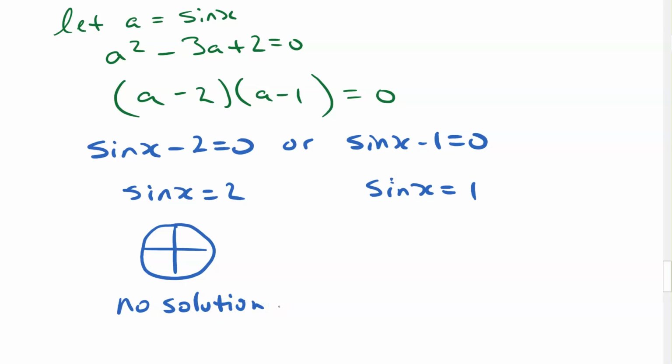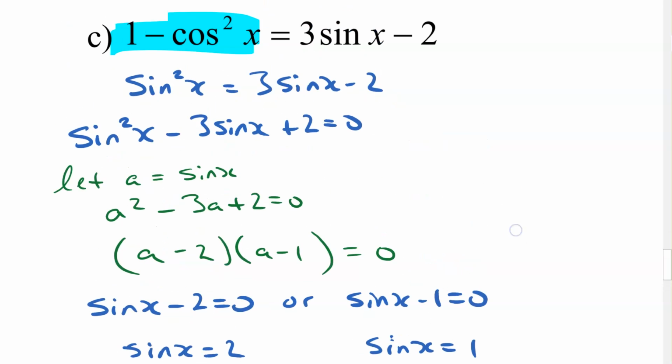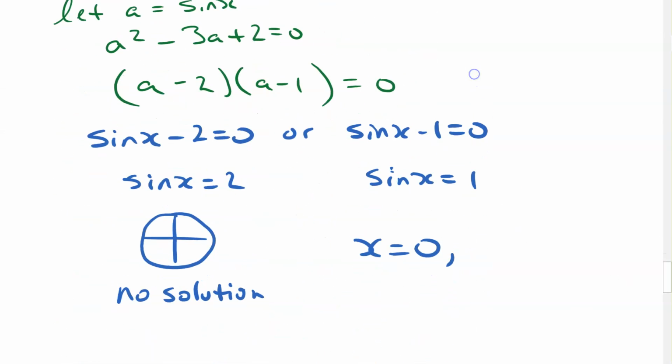And over here for sine of x is equal to 1, here I'm going to get x is equal to 0. I think we're still doing that same. We can't include 2 pi, so I won't do 2 pi on that one.